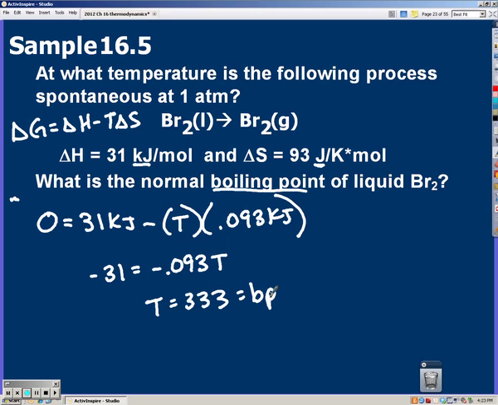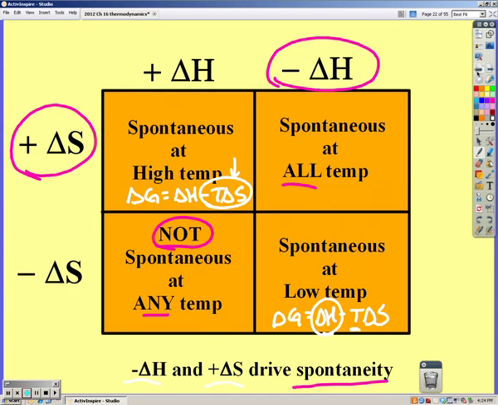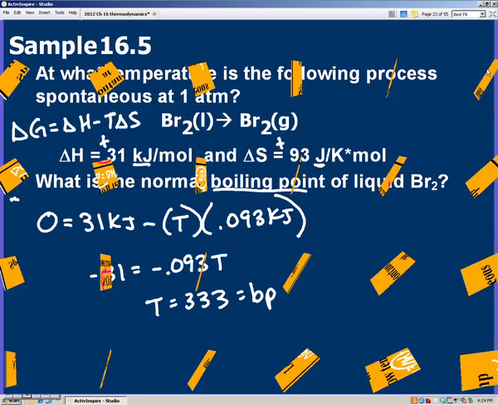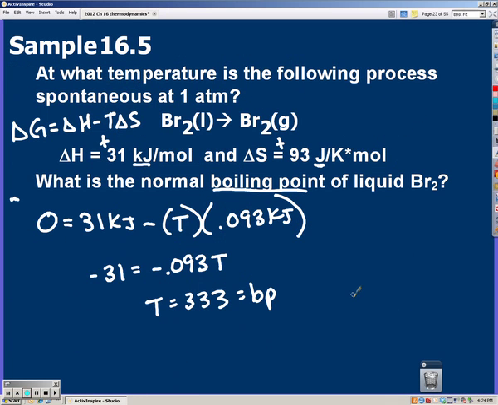Next, you've got to look, and my delta H is positive and my delta S is positive, which means I need to have a high temp in order for it to be spontaneous. So at any temperature above 333, so there's our chart, positive, positive, high temp. So at any temperature above 333, the reaction should be spontaneous, because that would make my delta G negative.